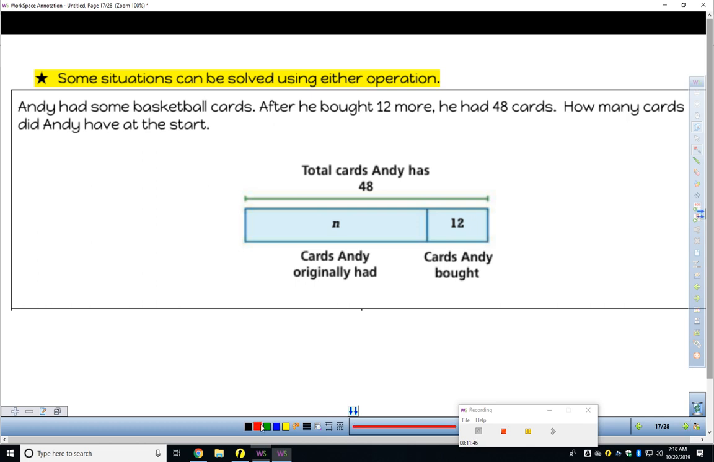So what we could write here is however many cards he had plus 12 equals 48. So however many cards he had plus the cards he bought equals his new cards. I could also write, the cards he has minus the cards he started with is equal to the cards he bought. Okay. Either one of those would get you a correct answer. So you can solve those and figure out how many cards he started with using either of those.